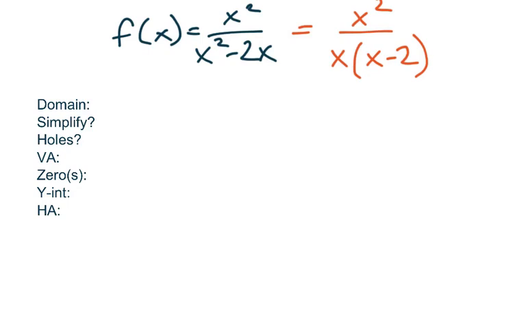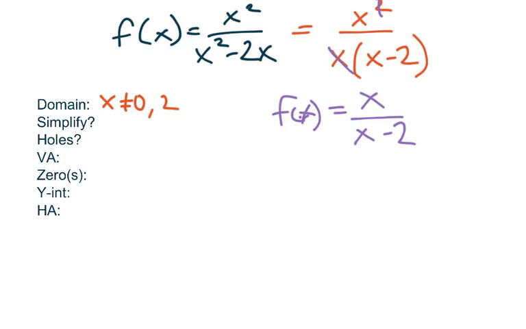Now I find my domain, and I say x cannot be equal to 0 or 2. Can you simplify? Well, actually, yes, you can. You can cancel out an x so that you are left with f of x is equal to x over x minus 2, where, of course, x is not equal to 0 or 2. Okay, so that's our domain. So if I can simplify, then that means there is a hole. So yes, there is a hole at x equals 0.